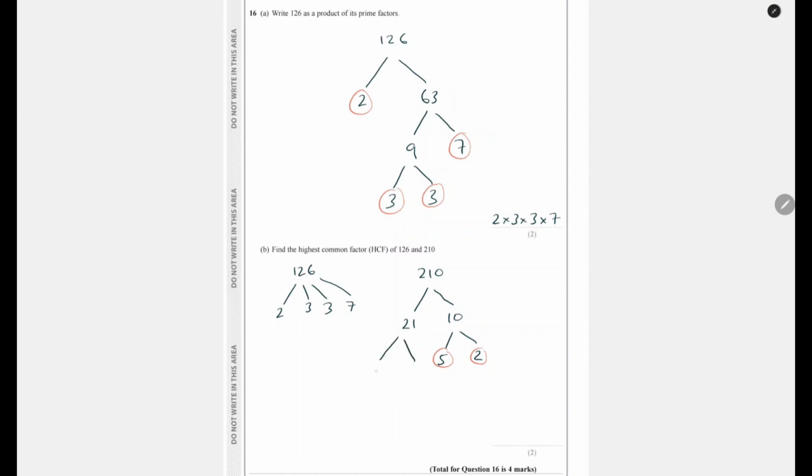21 can be broken down into 7 times 3, both of which are prime numbers. The next thing that we need to do is see which numbers are common in both 126 and 210. Well, we have a 2 and a 2, 3 and a 3, and a 7 and a 7. And so 2 times 3 times 7 is equal to 42. And so the highest common factor of both of these numbers is 42.